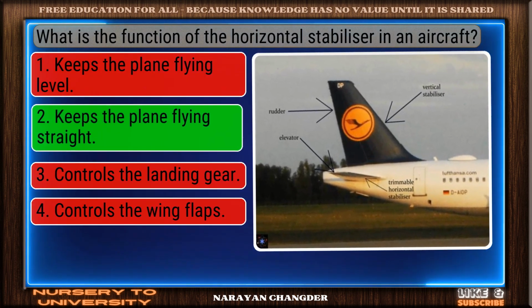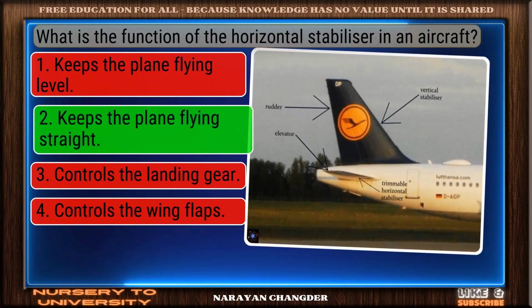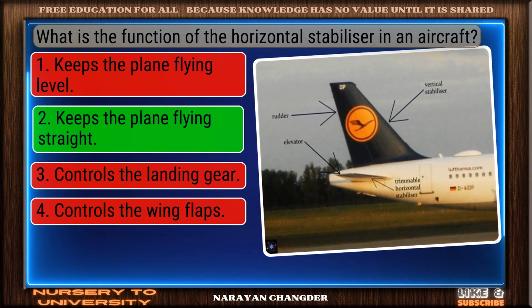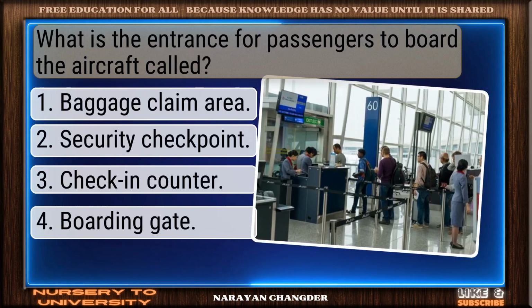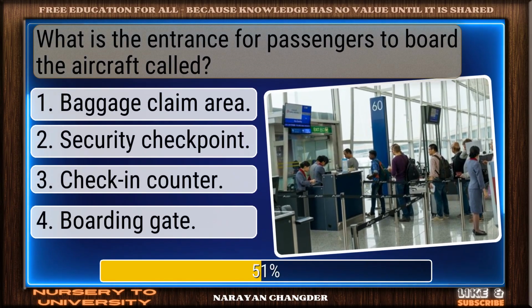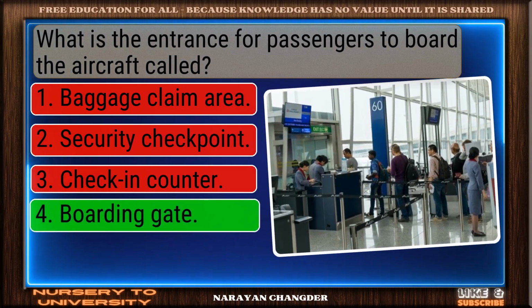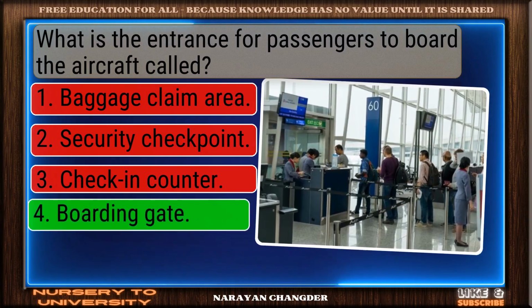Correct response. Keeps the plane flying straight is the most accurate answer. What is the entrance for passengers to board the aircraft called? Correct. Boarding gate is the right answer.